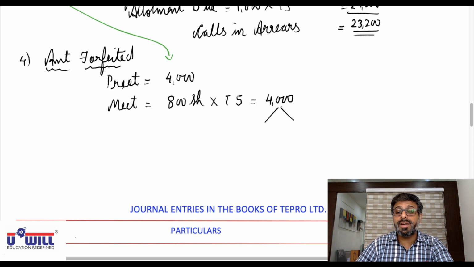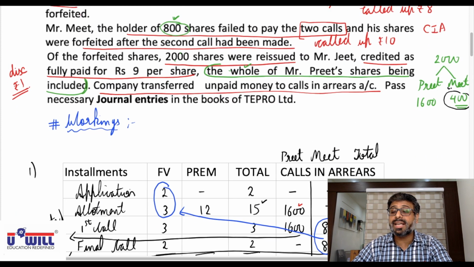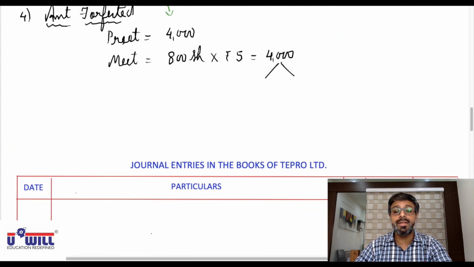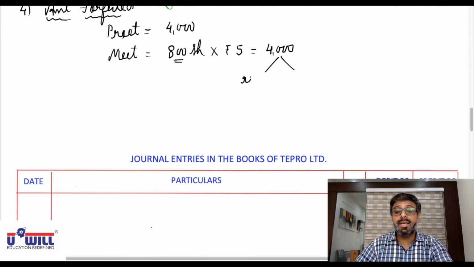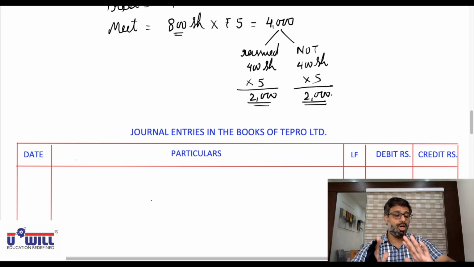Now this 4,000 you will divide in two parts as we discussed here, because for Meet only 400 shares are reissued. The 2,000 shares which are reissued include the whole of Preet's shares, 1,600, and the remaining 400 only of Meet. Sort of 800 shares, reissued are 400 shares. Not reissued are the remaining 400 shares. So same amount, 5 rupees. How much will be on reissued 400 shares? 2,000. And not reissued 400 shares? 2,000. This bifurcation will help us in calculating the amount of profit.